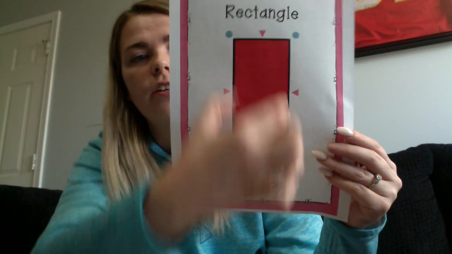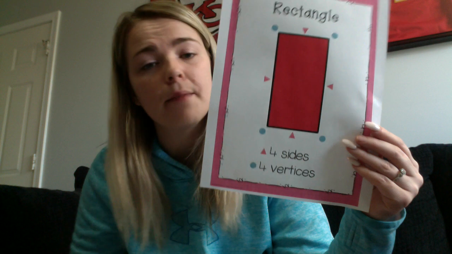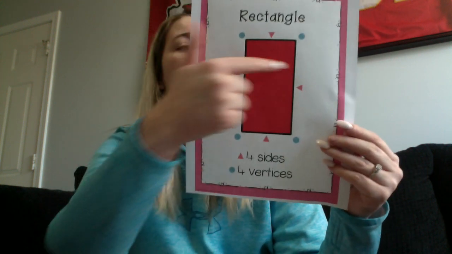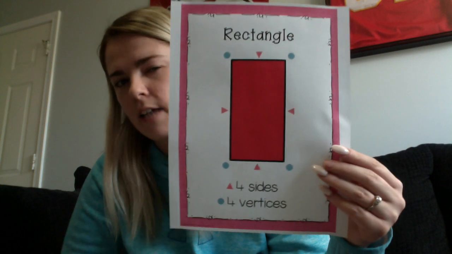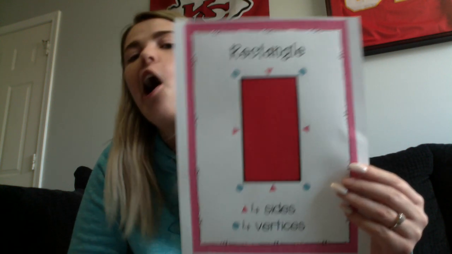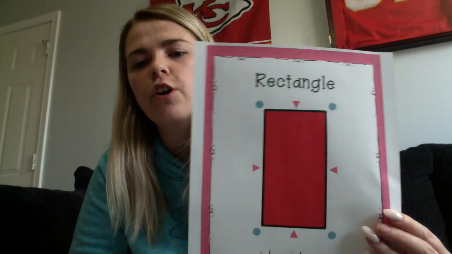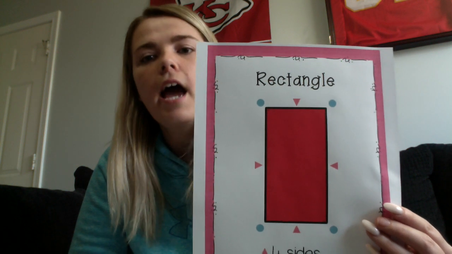Great job. All right, we're going to move on to our next shape. This shape was called a what? Remember, it has two sides that are the same and two sides that are the same. So not all are the same, but the ones across from them are the same, right? So what was that shape with two long sides and two short sides called? A rectangle. Great job.